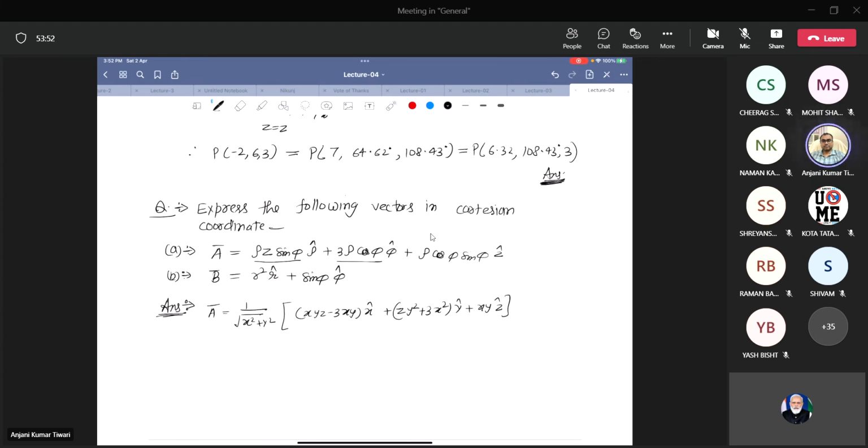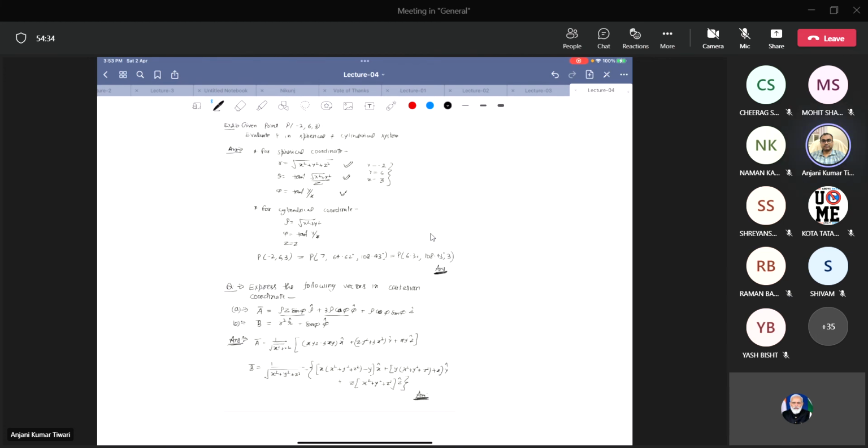Now this is vector A. Vector B will be 1 over square root of x square plus y square plus z square, times x cap times (x square plus y square plus z square) minus y x cap... plus y times (x square plus y square plus z square) plus x y cap, plus z into (x square plus y square plus z square) z cap. Okay, so this is the answer.